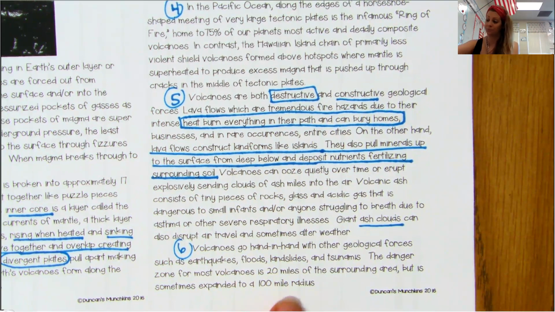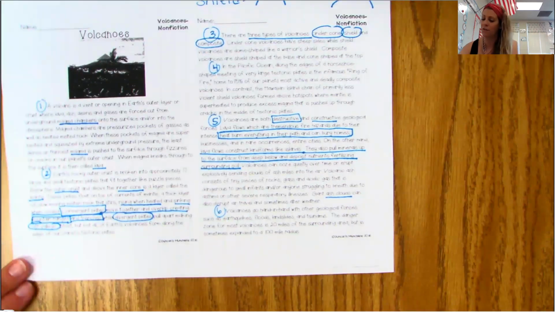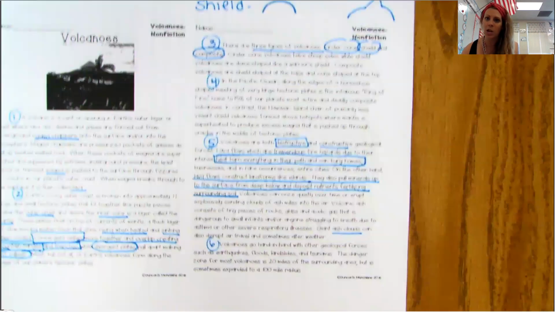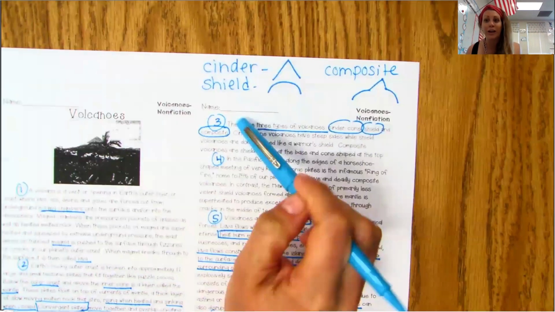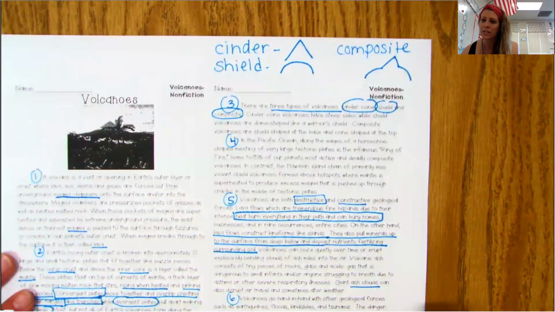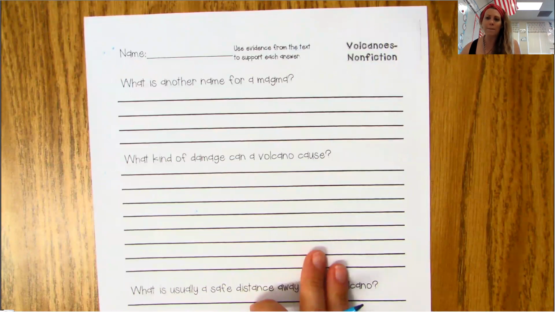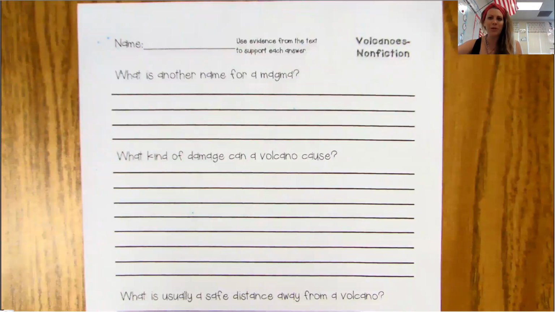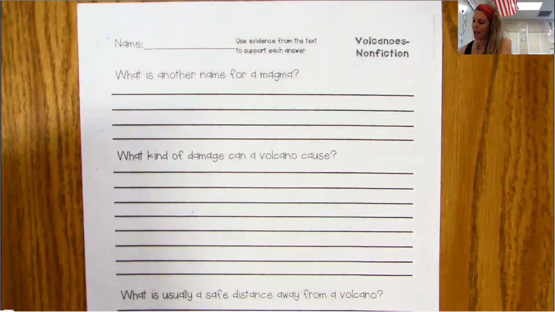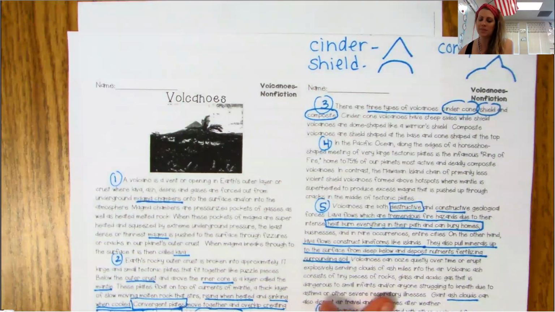All right, so we learned and we heard a lot of volcano vocabulary words. We learned about the 3 different kinds of volcanoes. So let's go ahead and answer some questions. What is another name for magma? I remember hearing about magma and something else.